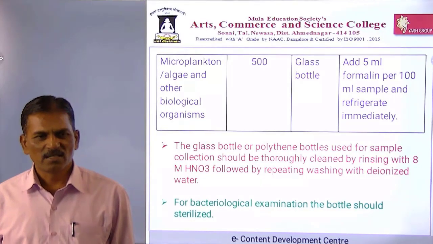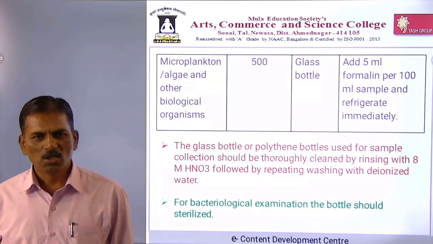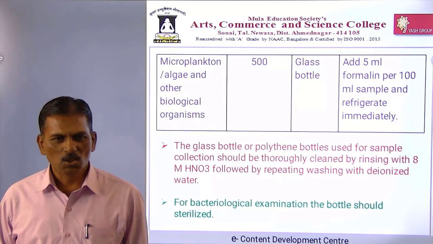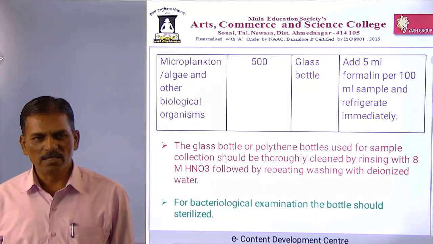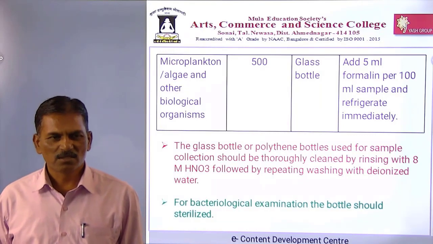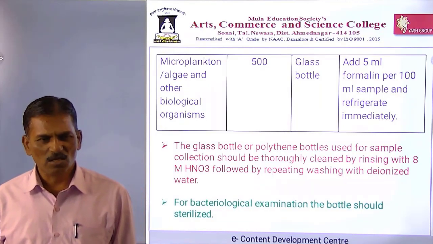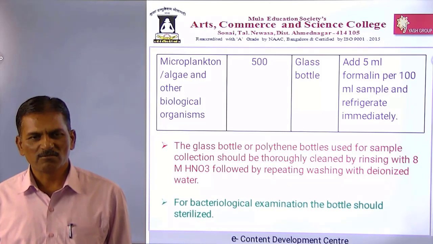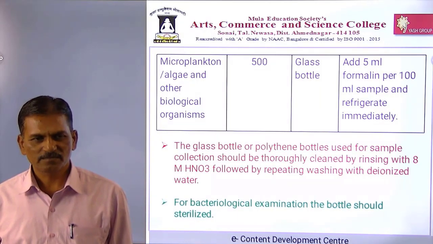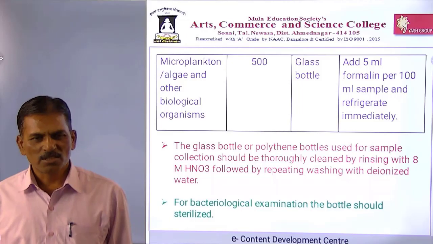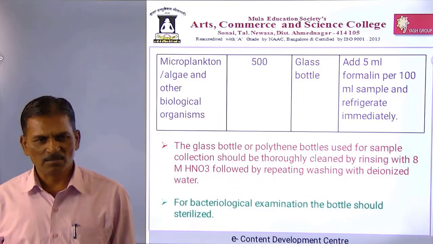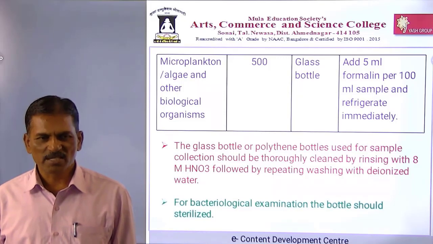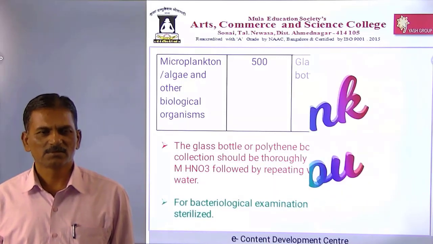From this table, we say that the glass bottles or polythene bottles used for sample collection should be thoroughly cleaned by rinsing with 8 molar HNO3, followed by repeated washing with deionized water. One precaution must be taken for sample collection: for bacteriological examination, the bottle should be sterilized.